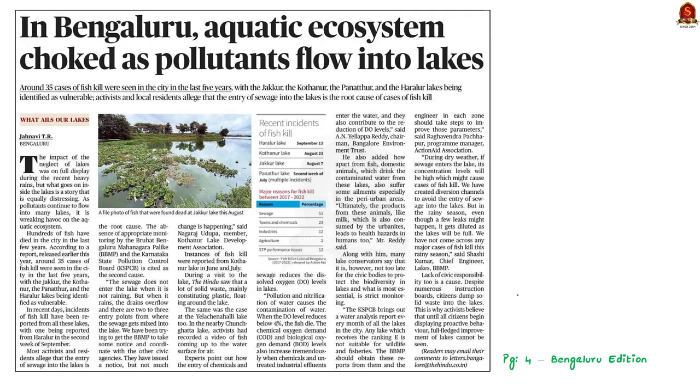Take a look at this news article. This news article talks about the flow of pollutants into the lakes present near Bangalore. This creates havoc on the aquatic ecosystem, such as killing of fishes present in the lakes.